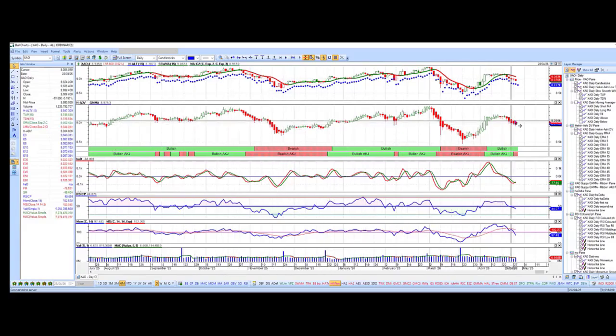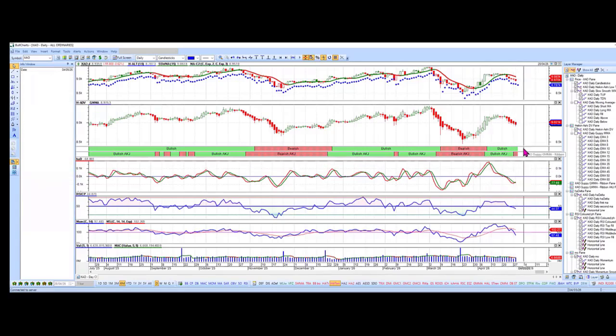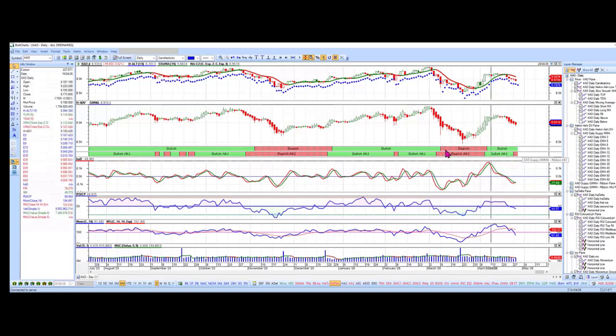Heikin-Ashi candles. I use the Guppy ribbon and also a modified version of the Guppy ribbon, which I changed. As you can see, there's not a lot of difference between the two.